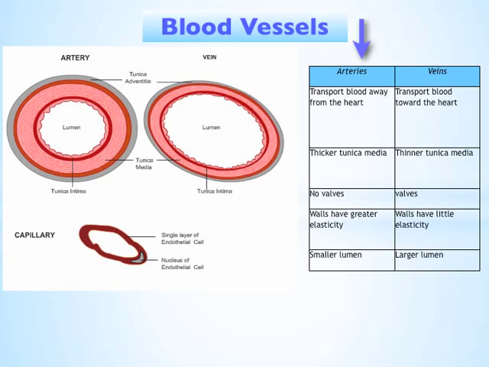Now, the differences between arteries and veins: arteries transport blood away from the heart. They have a thicker tunica media. They have no valves. They have greater elasticity in their walls, and they have a smaller lumen. Whereas veins transport blood toward the heart. They have a thinner tunica media. They have valves. The walls have very little elasticity, and they have a larger lumen. Students often say that the difference between arteries and veins is that veins are further away from the heart. That's not correct. The difference is arteries transport blood away from the heart, veins transport blood to the heart.